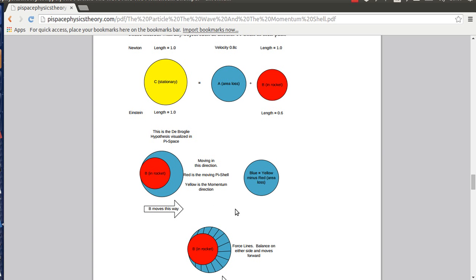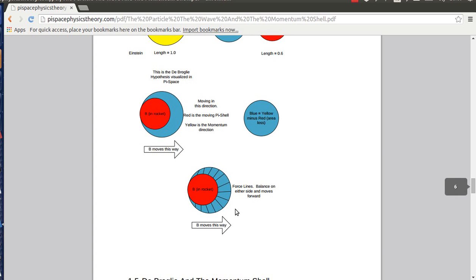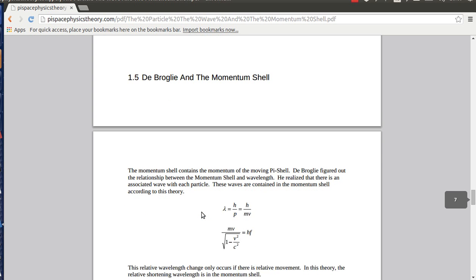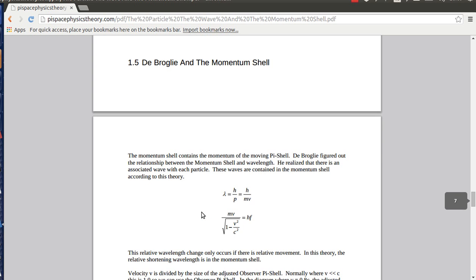And now in terms of actual force, this area here is where the waves exist, and this is the particle. So the momentum shell waves are in here, and this is the particle. So this is a way of visualizing these concepts in physics using the pi shell notation.